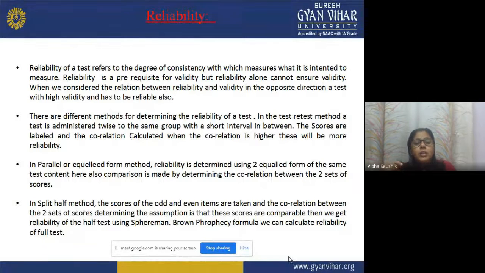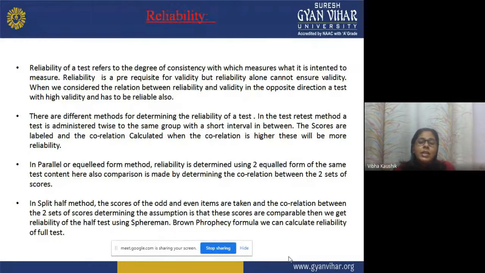Administered twice means two times to the same group, the same sample on which you administered test A. With a short interval in between means there should be a little gap between administering test A and administering test B. The scores are tabulated and the correlation calculated. When the correlation is higher, the test will be more reliable.